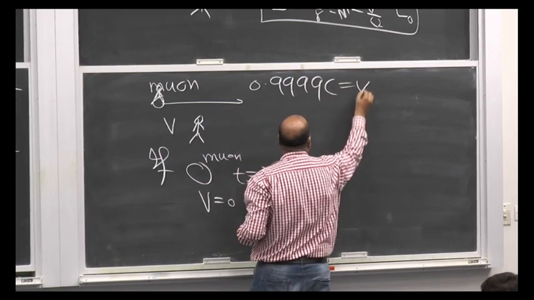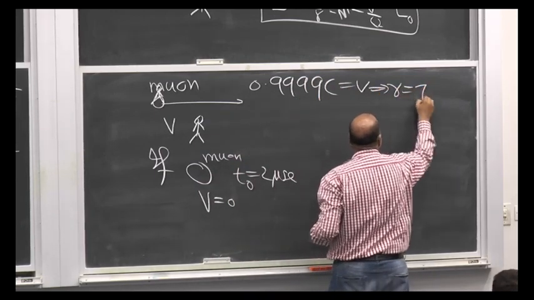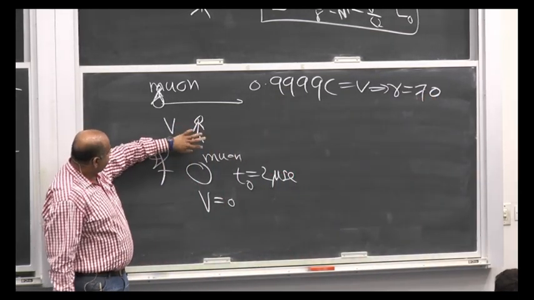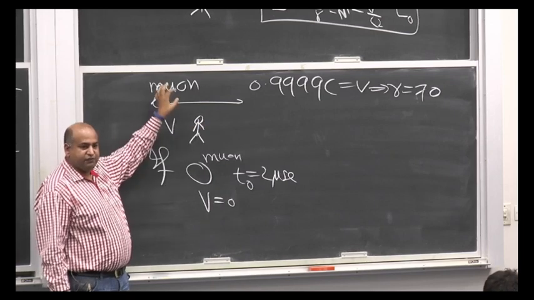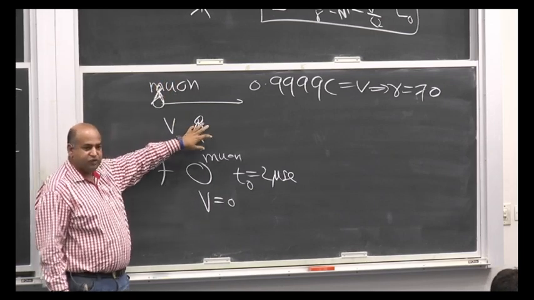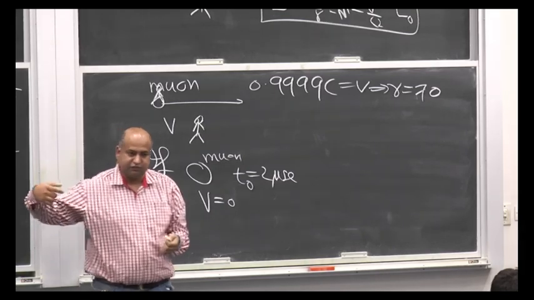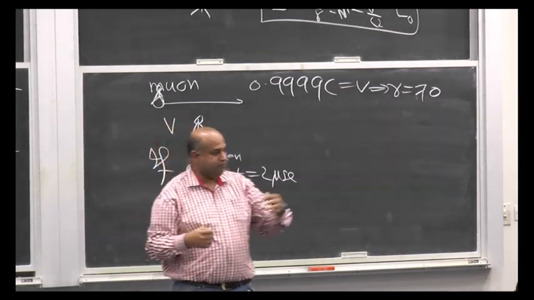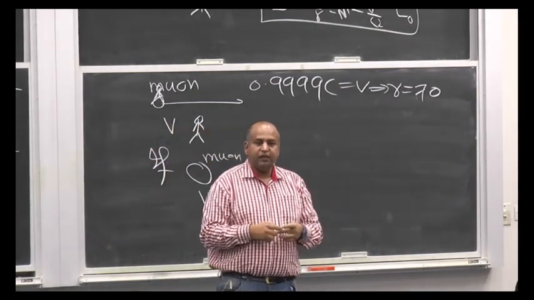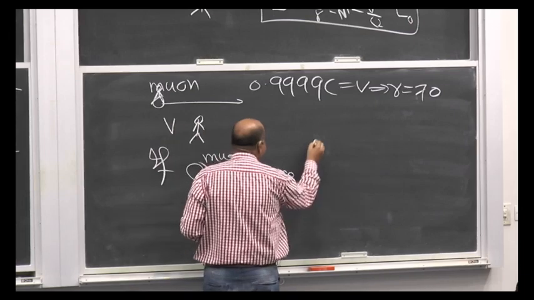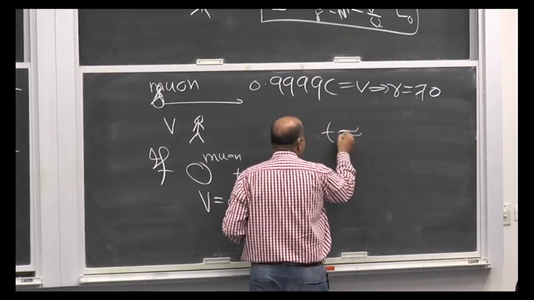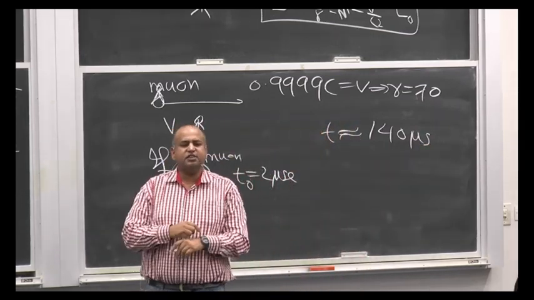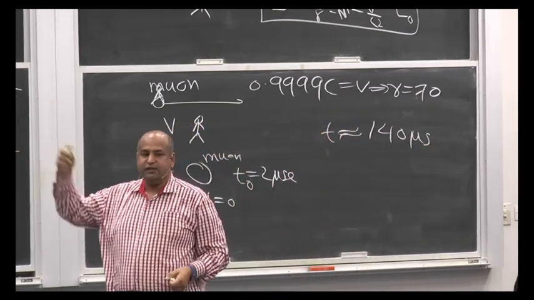Now, if this is moving with, let's say, a speed of 0.999c, gamma is about 70. And when you measure its lifetime by standing outside, for example, a particle is created here, it's flying by, and you turn on a stopwatch when it's created and measure the time till its decay, the time is going to be roughly 140 microseconds.